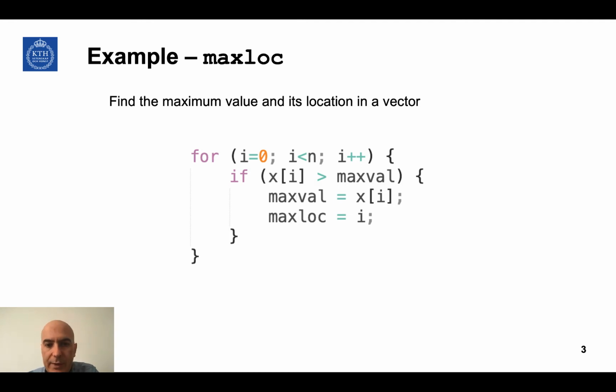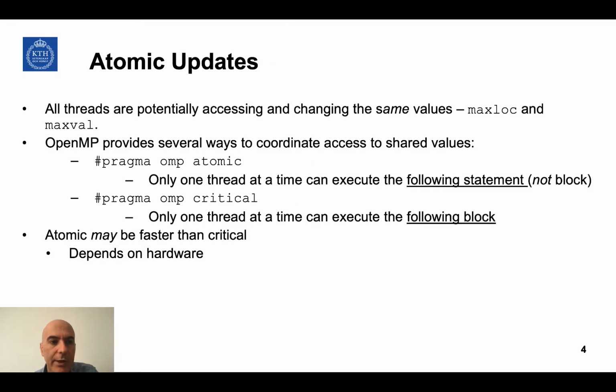One of the issues related to maxval and MaxLoc is that all the threads are potentially accessing and changing the same values. When using different threads, MaxLoc and maxval are shared across threads. So it may be that different threads are trying to modify the value, each thread finding its own value and trying to update it. Of course we don't want that. We already talked about race conditions when talking about reduction. Here it's the same thing. We might have a race condition.